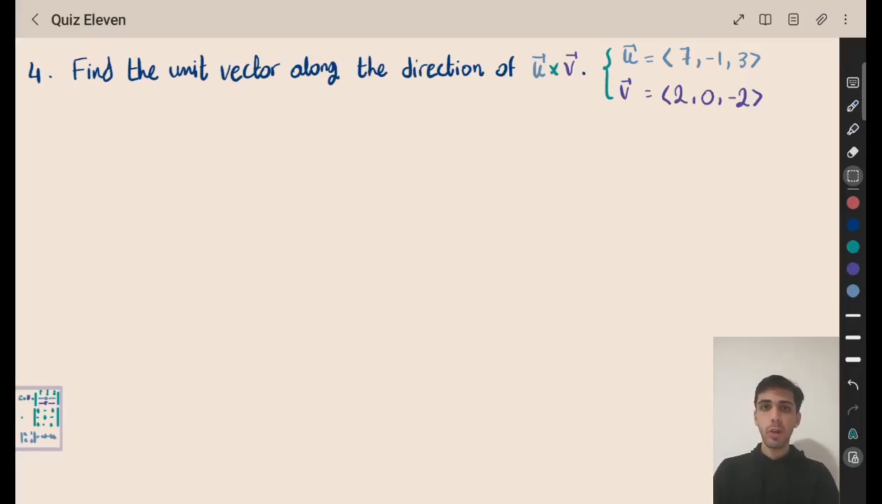Here, we are asked to find the unit vector along the direction of the cross product of two other vectors. I would like to take the moment to reflect on what a unit vector is and perhaps why it could be useful.